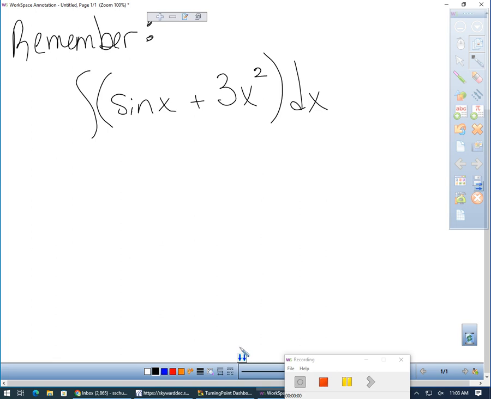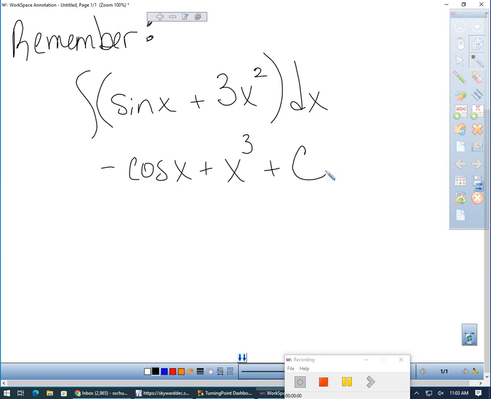To find the antiderivative of this, antiderivative of sine x was negative cosine x. Antiderivative of 3x squared was 3x to the third over 3, or x to the third. And since this doesn't have bounds that go from a to b, what do we put at the end? Plus c. That's it. That's what we were doing last week. You remember that part, right?